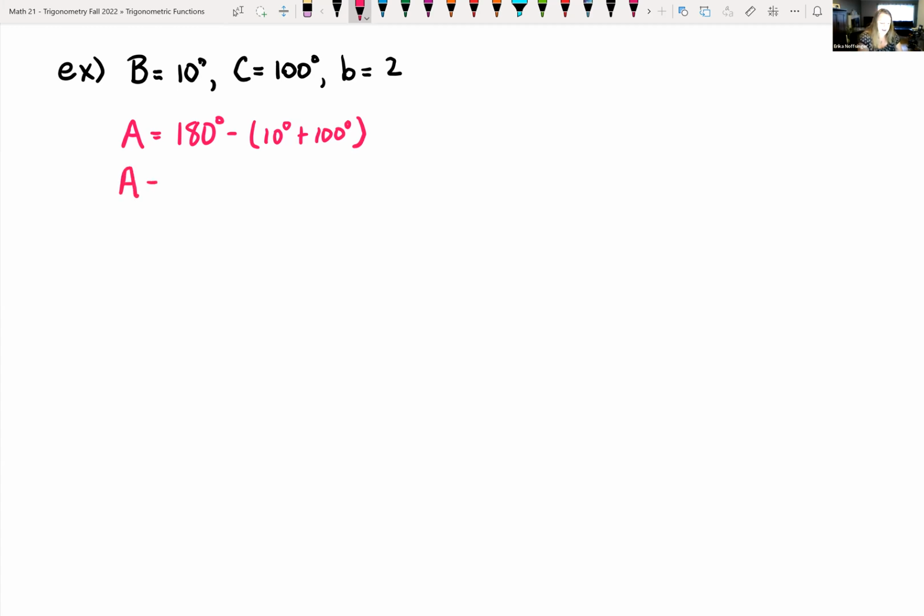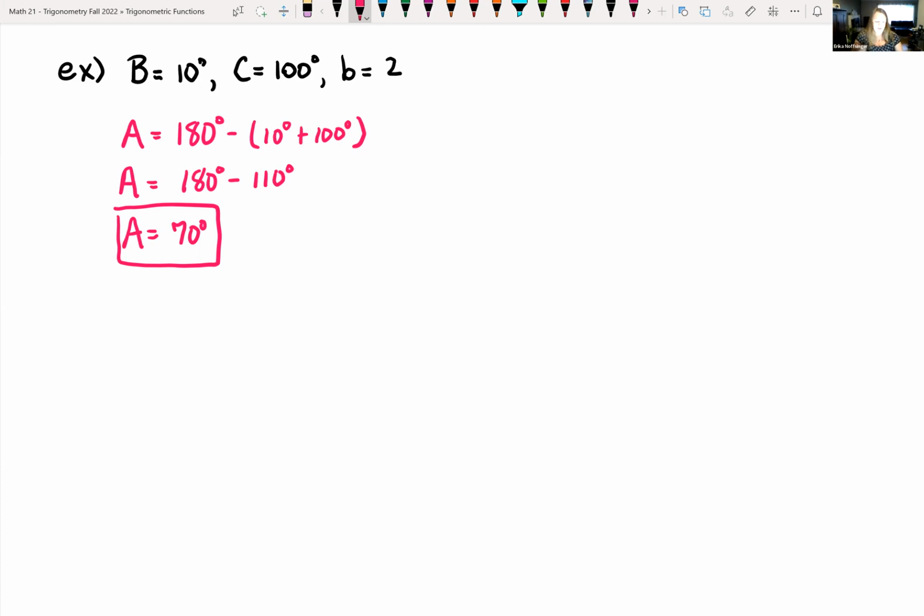So angle A here is equal to 180 degrees. Order of operations, do what's inside the parentheses first. 10 plus 100 is 110. 180 minus 110 gives us 70 degrees. Okay, so now we just need to figure out what side C is and what side A is. And then we have our triangle completed.